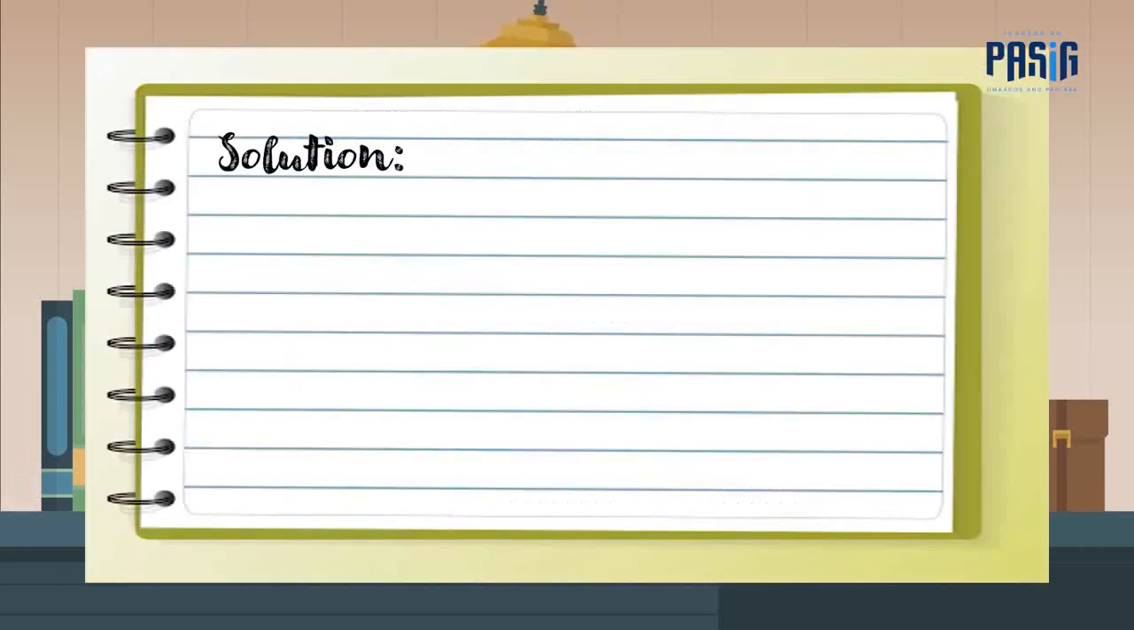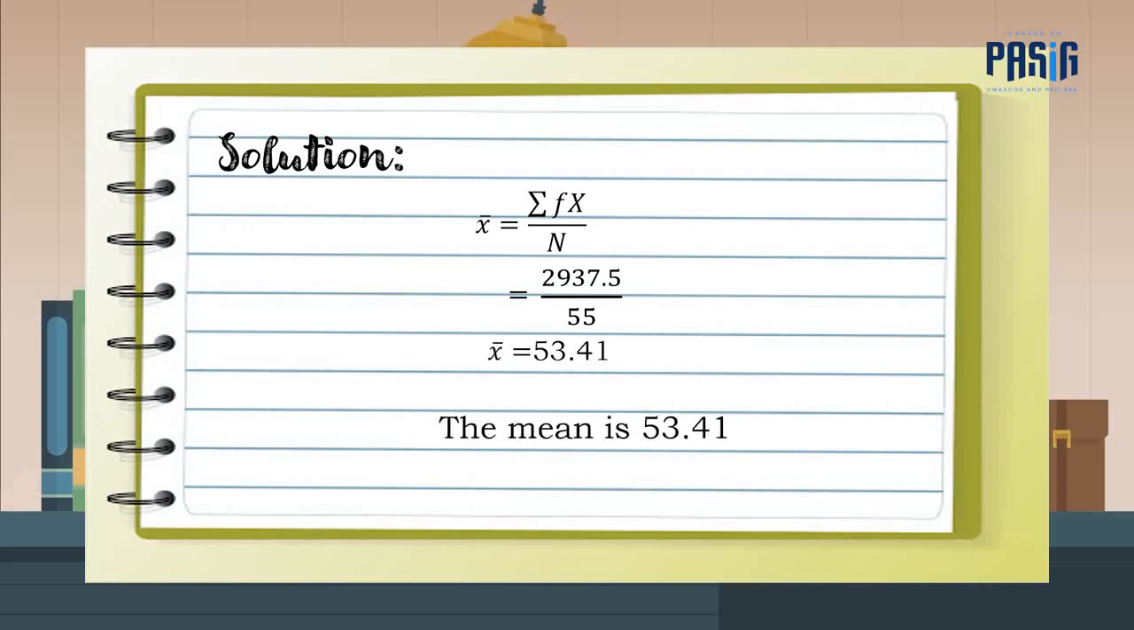Here is the solution. To solve for the mean, mean is equal to the summation of f of x divided by n. The summation of f of x is 2,937.5 divided by n, which is 55. We will have mean equals 53.41. The mean of the given distribution is 53.41.